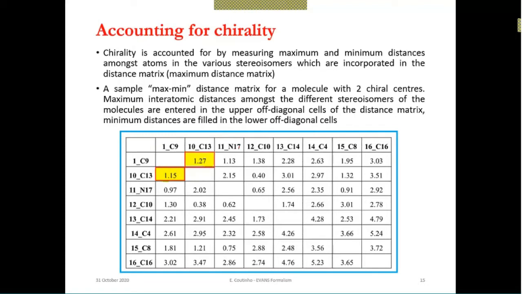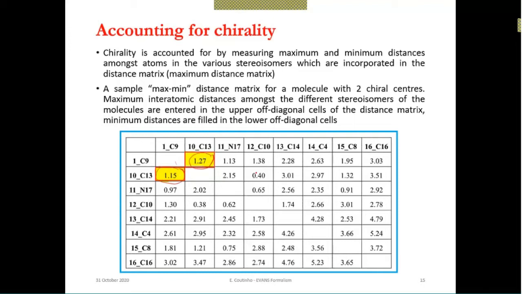For every pair of atoms, you'll have four sets of distances. Then you take the lowest value of that distance and you populate it in the matrix. For example, look at the distance between atoms 1 and 10. For one of the stereoisomers, the lowest distance between 1 and 10 is 1.15 angstroms, and the maximum distance between this atom pair turns out to be 1.27. That is how you can treat chirality.